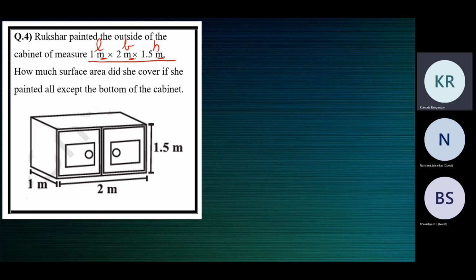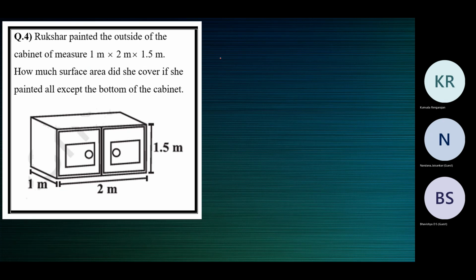So she painted all over. You can see the cabinet in the figure below. She's painted all over, but not the bottom. So you should find the surface area she's painted. What will be the formula, children? She's painted all over except the bottom. So how will you find the surface area she's painted? Tell me the formula.